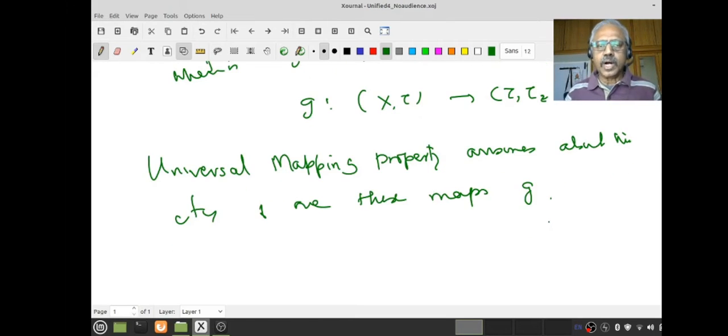Now, how do you get that? This is the trick I'm going to give. Let's look at it. I have f from (X, tau) to (Y, tau_Y). Now what kind of maps are available? Just to have a look.